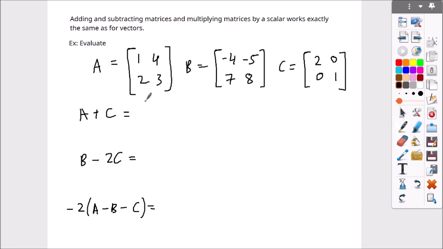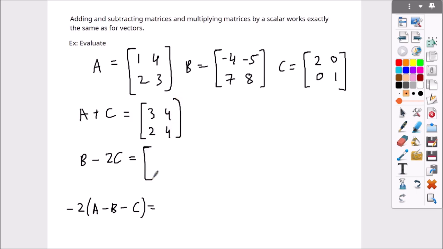So a plus c is 1, 4, 2, 3 plus 2, 0, 0, 1. I'm not going to write them out or show my work. I'm just going to say, well, 1 plus 2. It's not just horizontal, it's by position. So this is the first column, first row, and this is the first column, first row. So 1 plus 2 is 3. First column, second row, first column, second row, and second column, second row, second column, second row. So just add the corresponding positions. 4 plus 0 is 4, 2 plus 0 is 2, 3 plus 1 is 4.